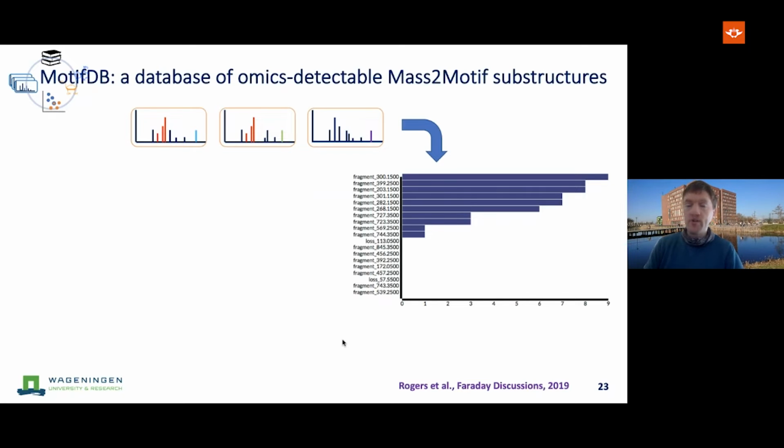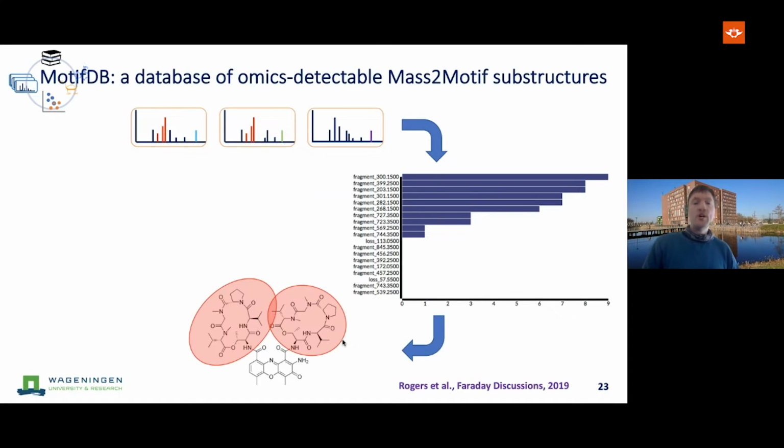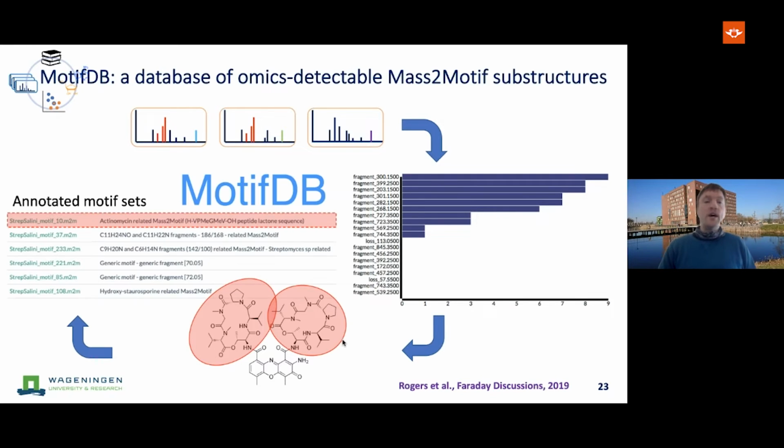So that's what I've been doing during my postdoc time, and I'm still doing now and then, often in collaboration, is to identify new Mass2Motif substructures. In this case, I annotated this one with the lactone ring of actinomycin D, and now it is part of an annotated motif in a motif set for Streptomyces and Salinispora. So next time somebody comes with bacterial data related to these strains, they can use these annotated motifs, and they no longer need to re-annotate the actinomycin-related molecules, because this motif will find them for them.